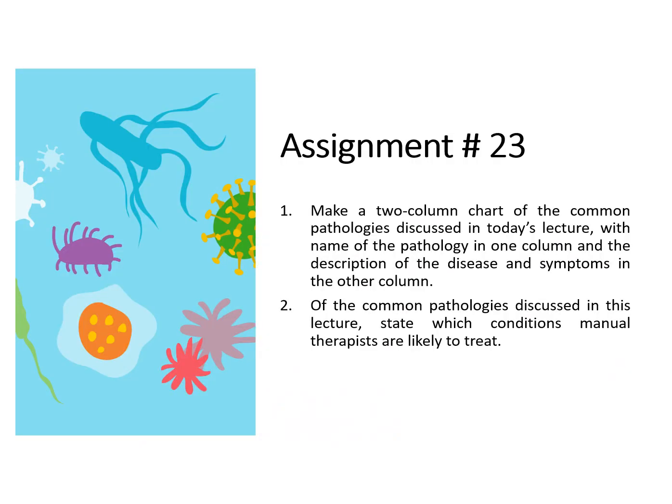Okay, so we have reached the end of today's lecture, and for assignment number 23, I'd like for you to first make a 2-column chart of the common pathologies discussed in today's lecture with the name of the pathology in one column and the description of the disease and symptoms in the other column. And then I'd like for you to, of the common pathologies discussed in this lecture, state which conditions manual therapists are likely to treat. And I should say likely to treat directly because of their disease.